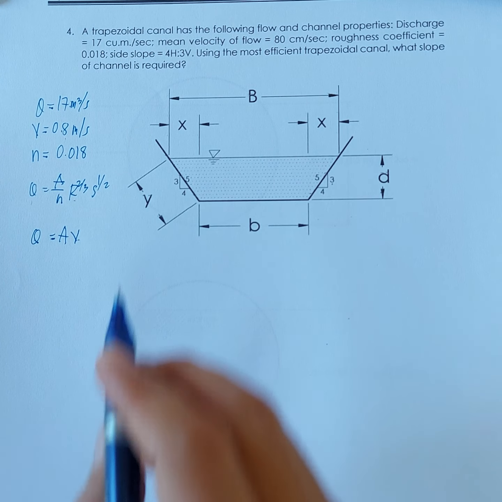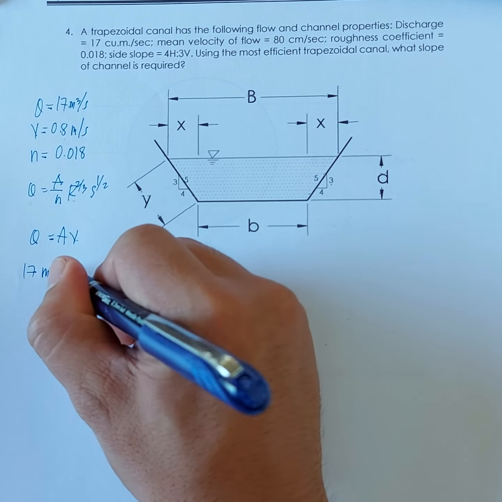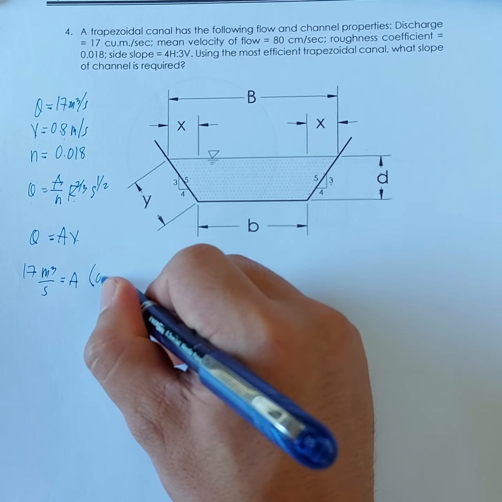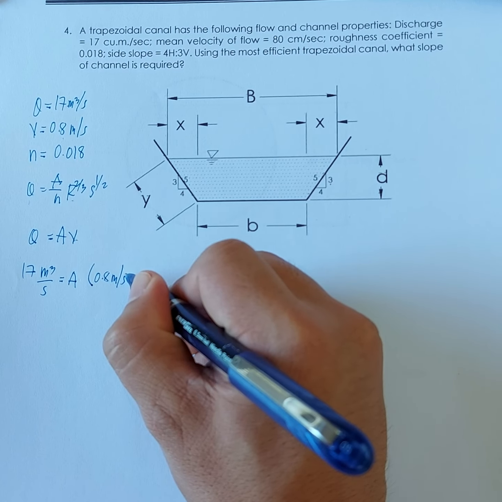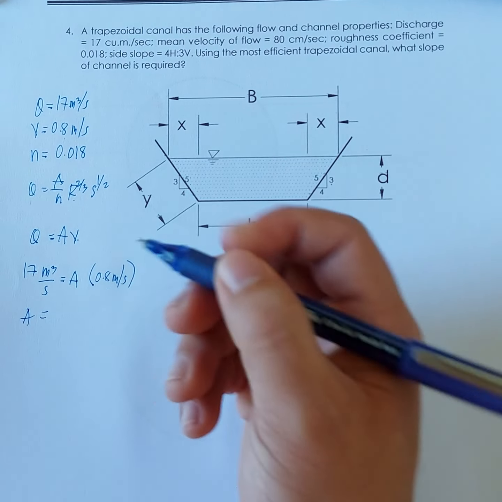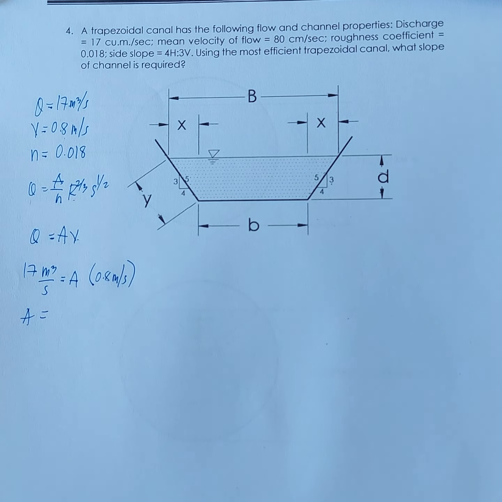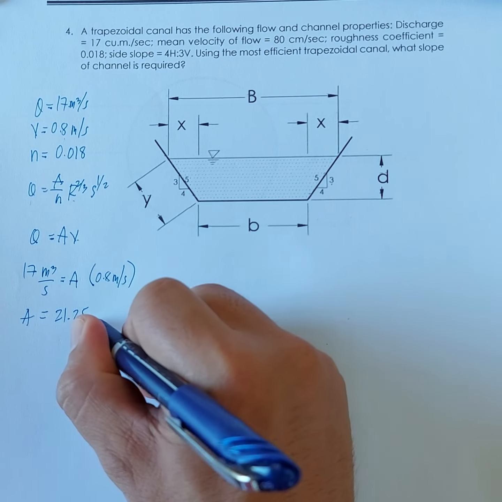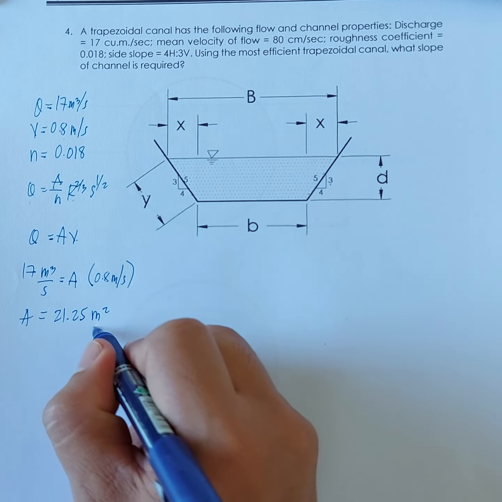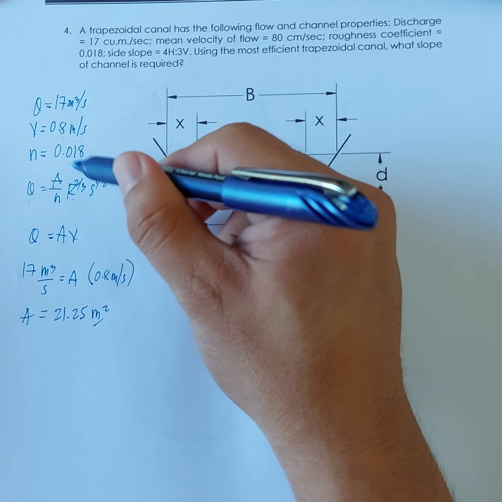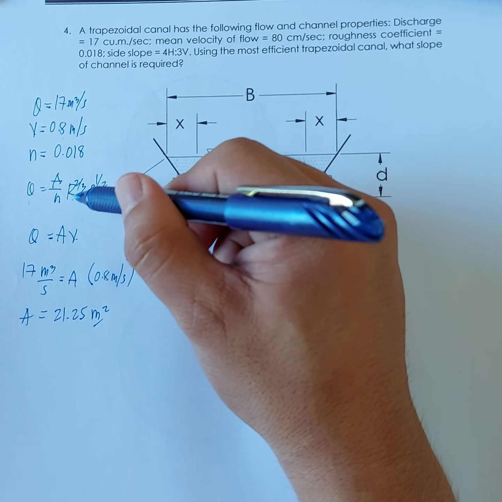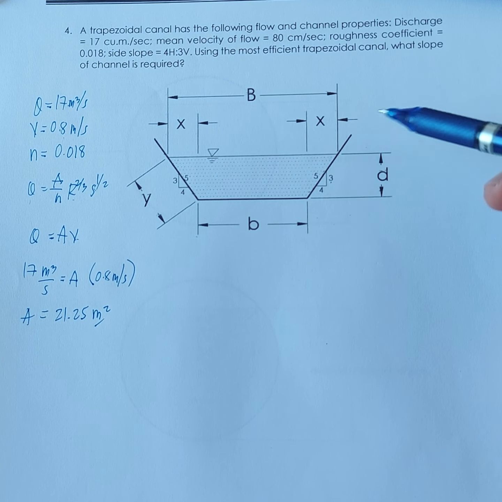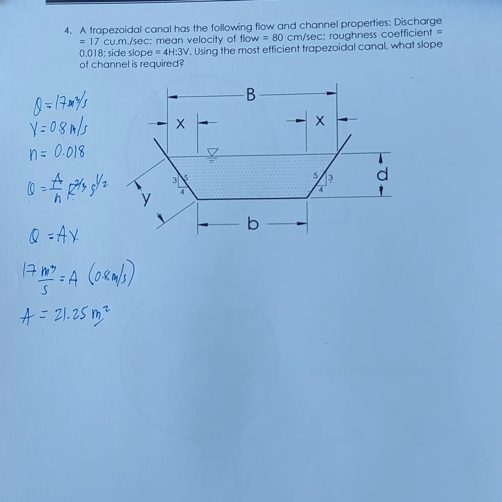So Q then is 17 cubic meters per second, equal to area times velocity, which is 0.8 meters per second. So we have an area of flow equivalent to 21.25 square meters. So we have solved one item in the equation. Then we also need to solve for R, considering of course that this section should be the most efficient section.